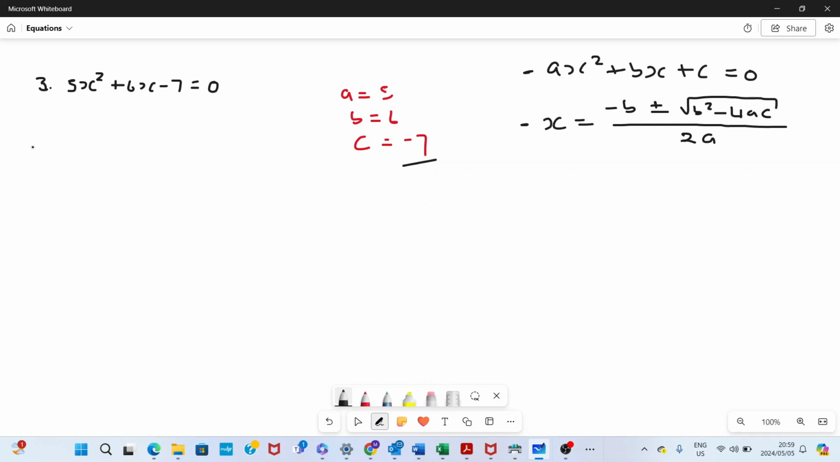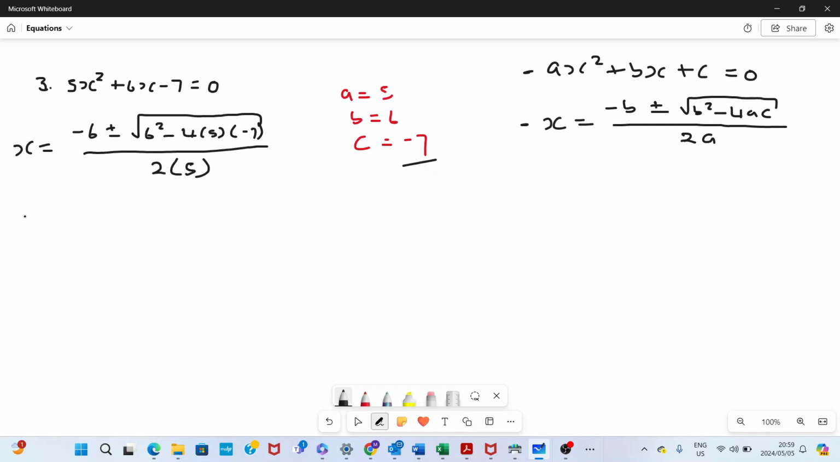So to solve this one, we'll then have x equal to minus 6 plus minus the root of 6 squared minus 4 times 5 times minus 7, all divided by 2 times 7. So this is going to give you x equal to minus 6 plus minus the root of.